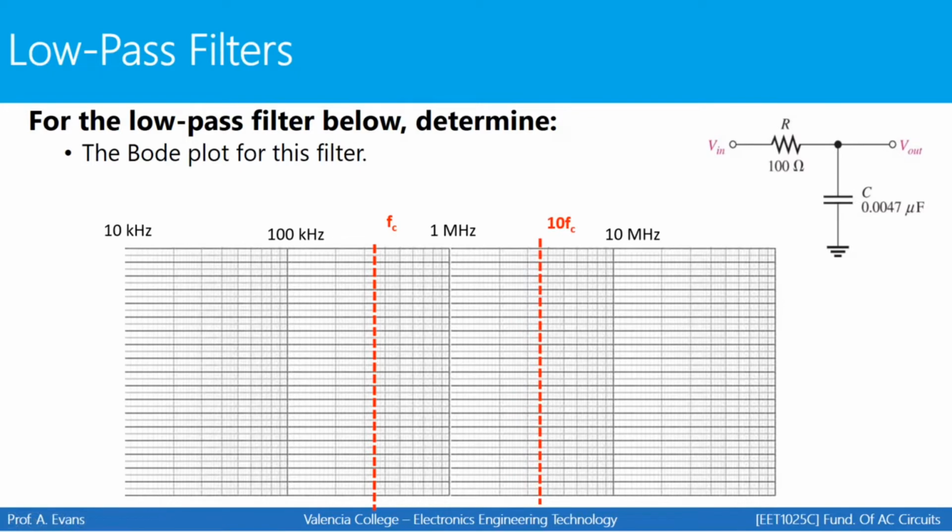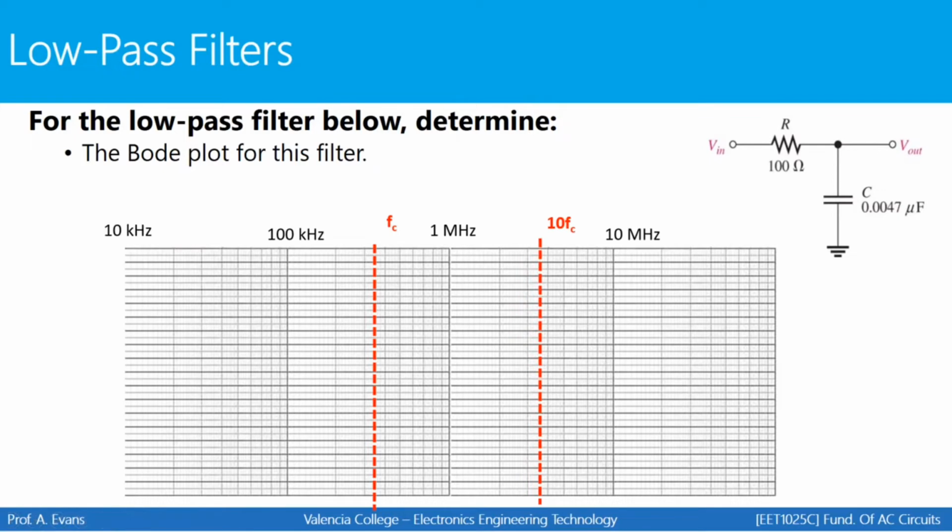Then I'm also going to label 10 times that, which would be right here. Here's 1 megahertz. We're going to go forward. Notice that these have the same respective points within this box. 100, 200, 300, there's my critical frequency. So 10 times that will be in the same respective point in the next large box here. So that's 10 times FC. We're going to label those two points.